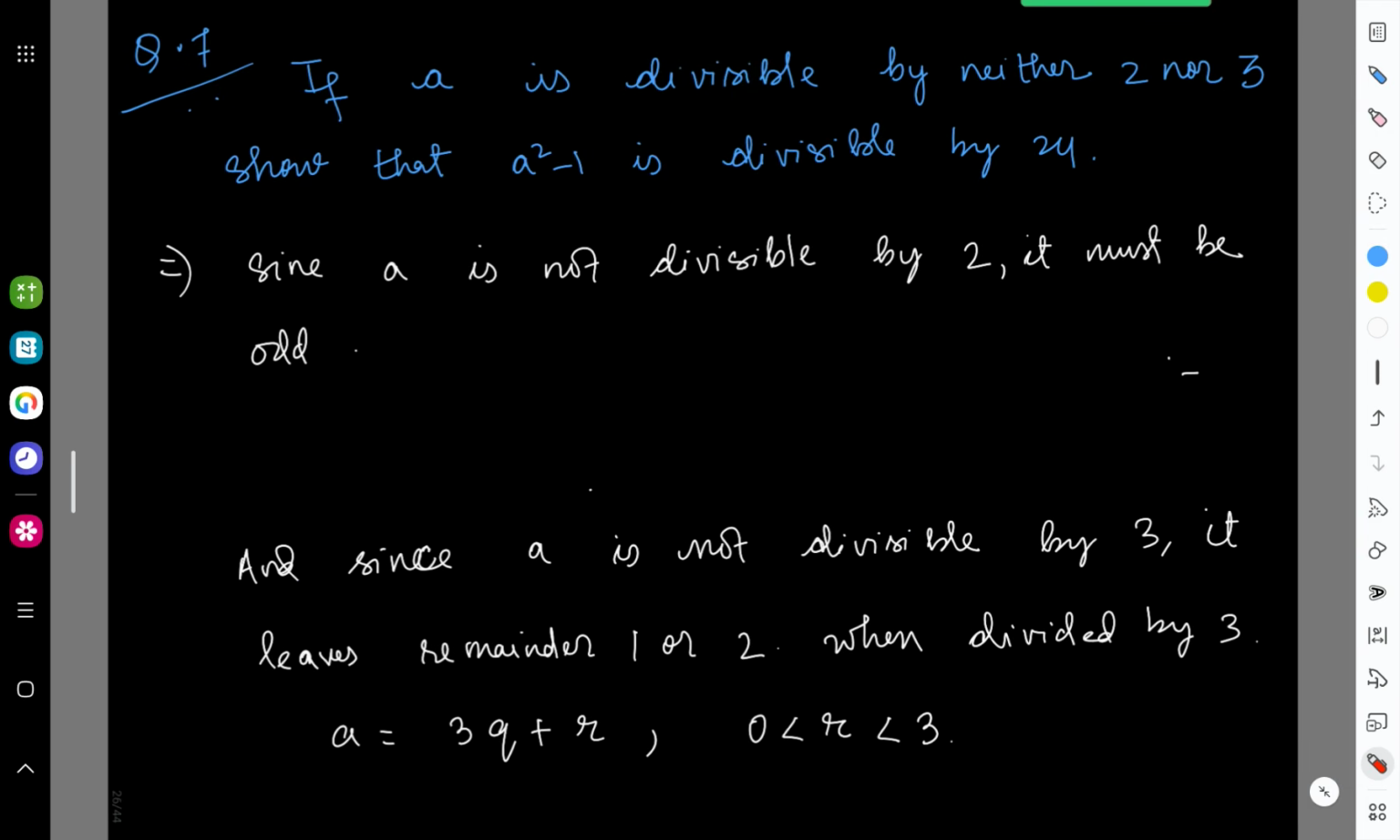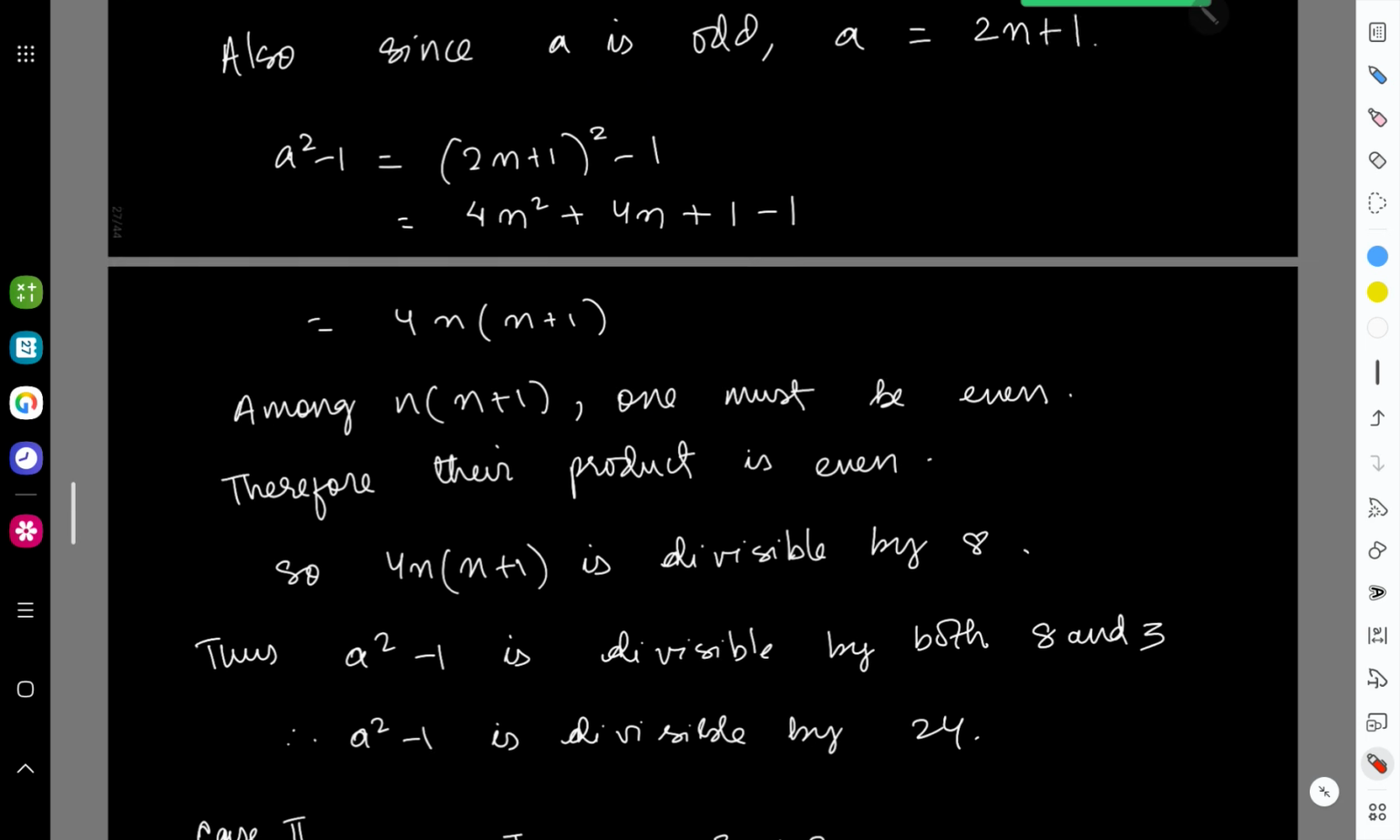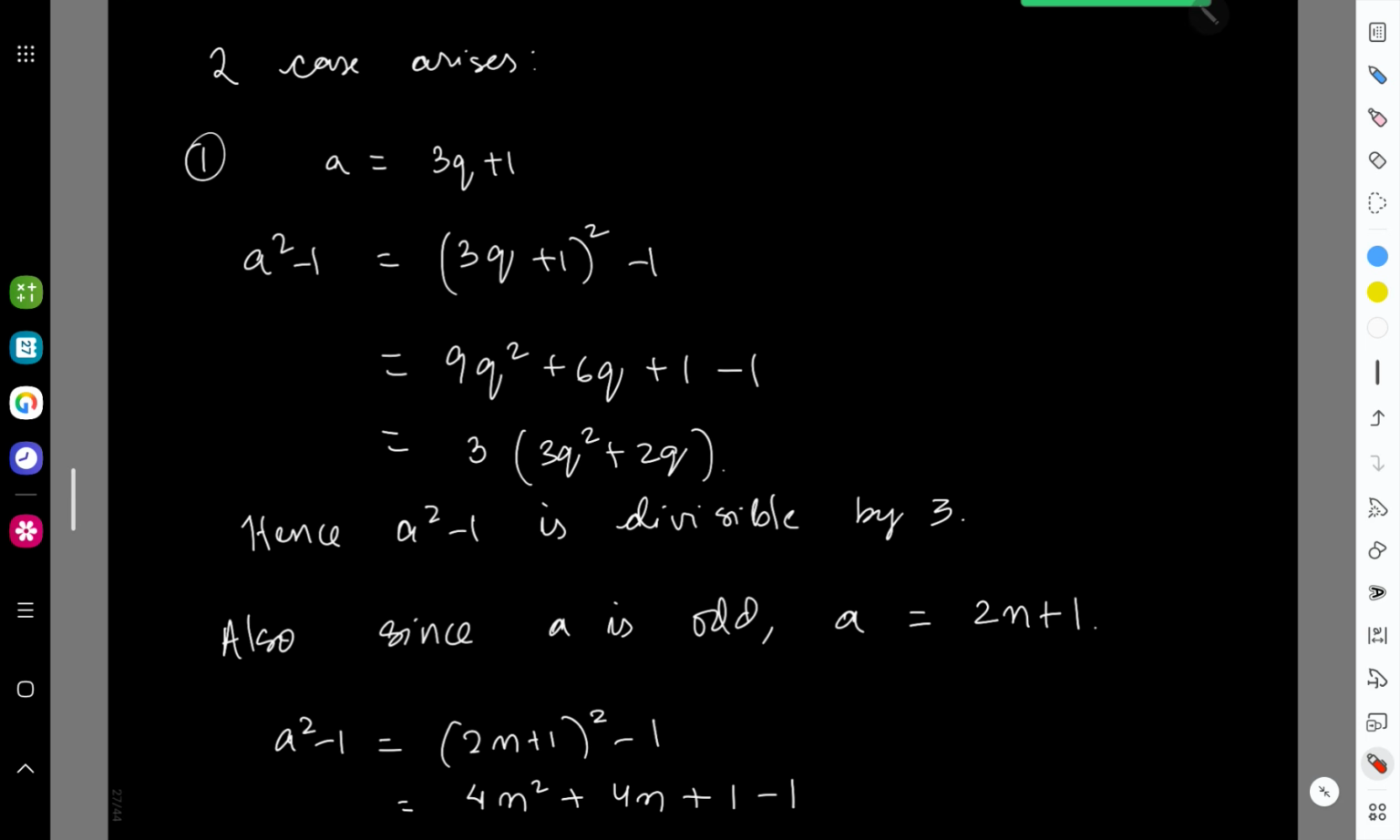So we want to show that a square minus 1 is divisible by 24. If we can show that this expression a square minus 1 is divisible by 8 and 3, then we can conclude that the expression is divisible by 24. Okay, let me show you here.